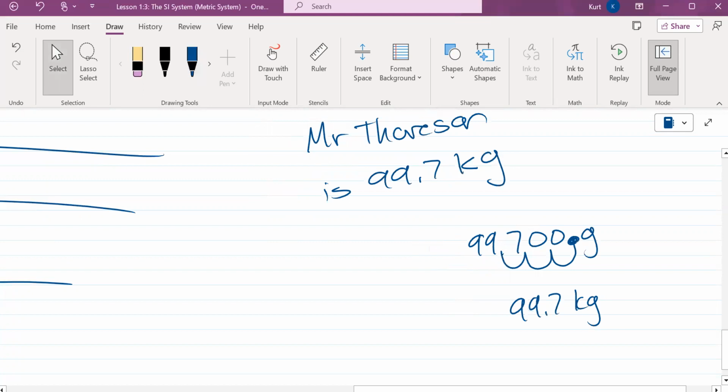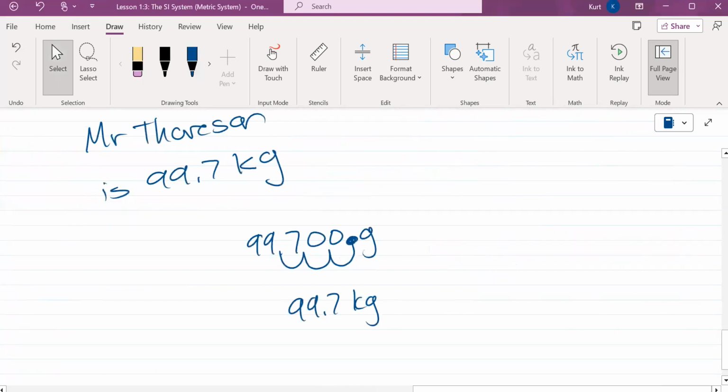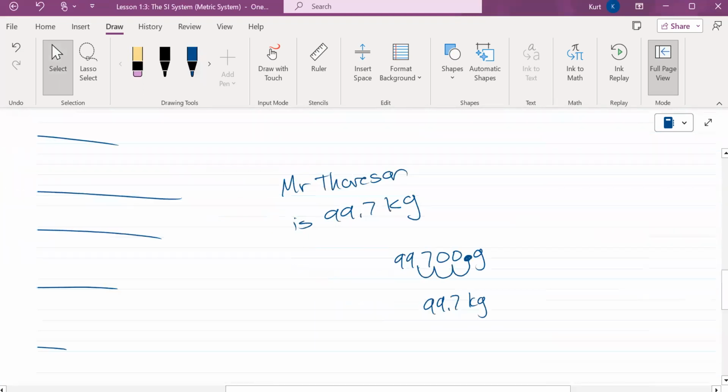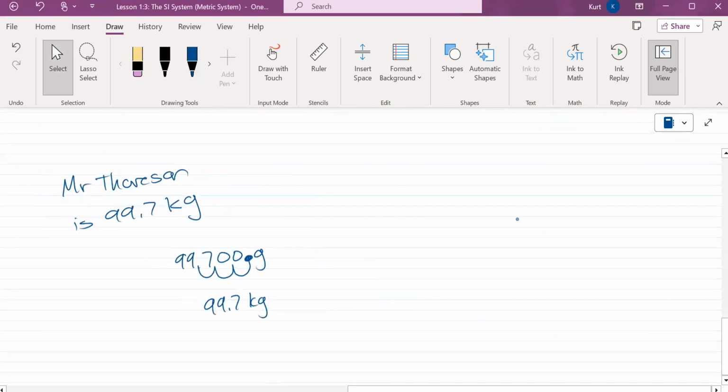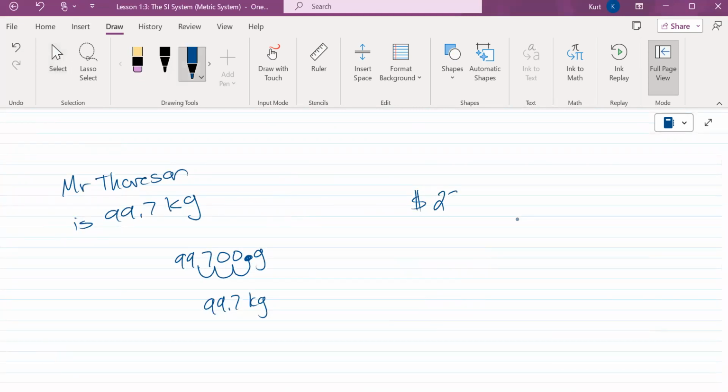I'm not going to say so-and-so is 99,700 grams. I'm going to say 99.7 kilograms. When Tom Brady played for the Bucs, he had a salary of, I'm just making this up, $22.1 million. You know what that also is? $22,100,000. It's the same thing, but one is just easier to go with than the other.